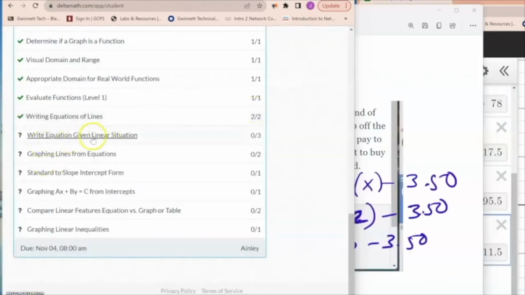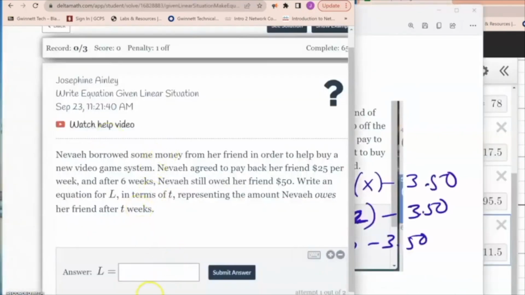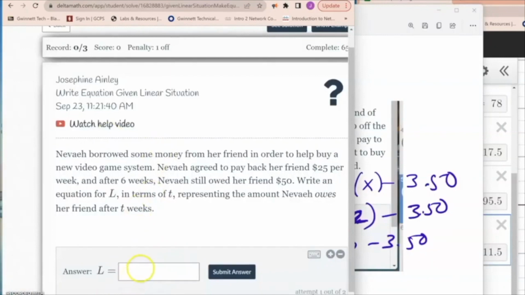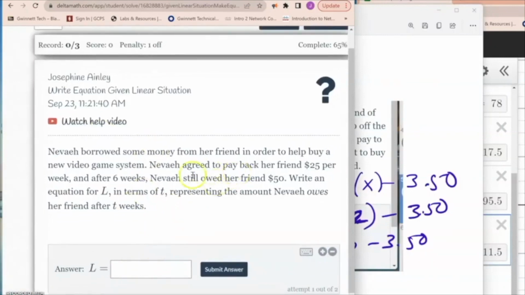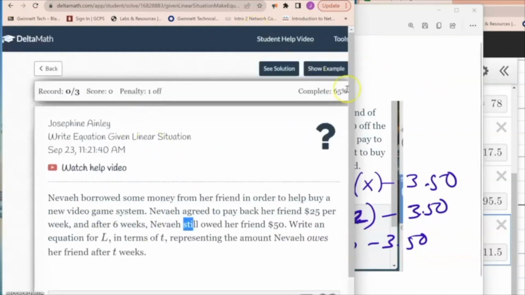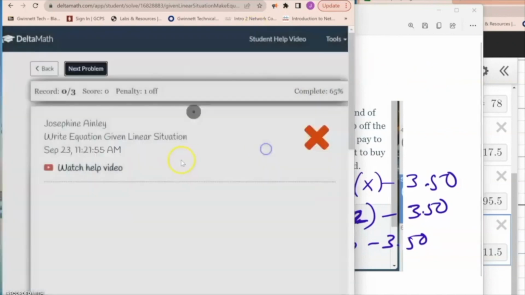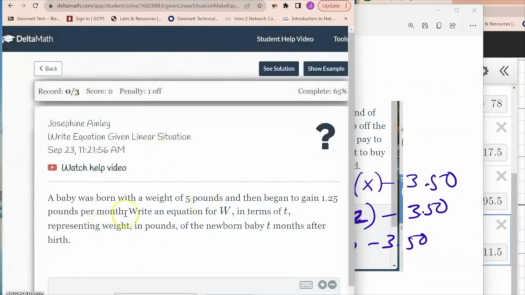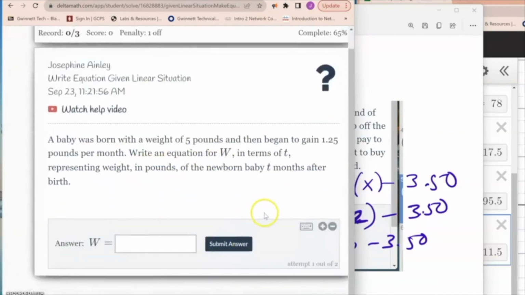So, write an equation given a linear situation. There's only a specific kind of question that I'm going to give to you. So I'm just going to make sure this is one of those. Yeah, this is not the question I'm going to give you. That's fine, I'm just going to skip it. I'm going to show you just the question I'm going to give you. All right, a question like this. This is one that I'll give you.